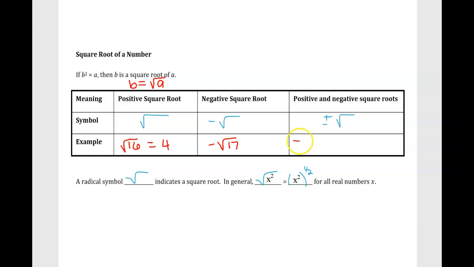And then you can have a positive and negative square root. So you could have plus or minus the square root of 19, which again cannot be simplified. Or you could have plus or minus the square root of 36, which is equal to plus or minus 6. And then we do simplify.